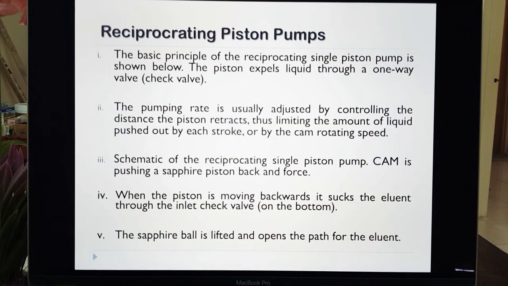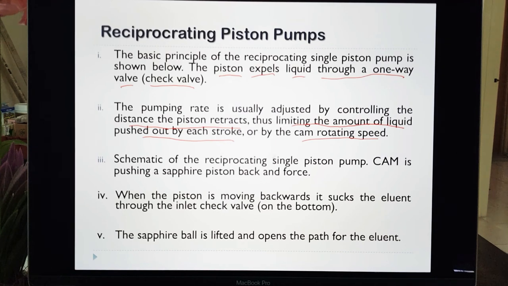Alright, so how does this reciprocating piston pump work? This is the operational principle. The basic principle of the reciprocating single piston pump is shown in the previous diagram that I showed you just now. The piston will expel, it will discharge the liquid through a one-way valve, which is known as a check valve. The pumping rate normally is adjusted by controlling the distance the piston retracts. Thus, it will limit the amount of liquid pushed out by each stroke or by the cam rotating speed.